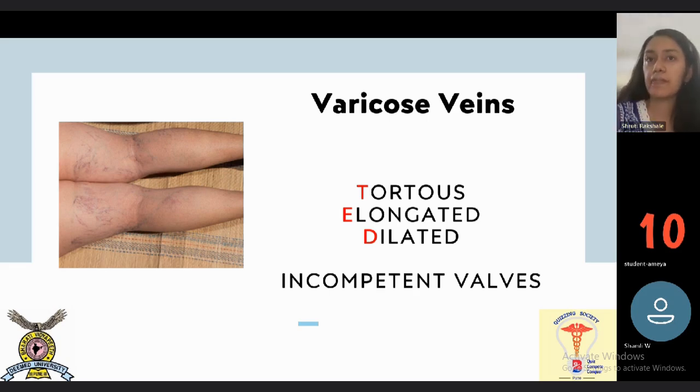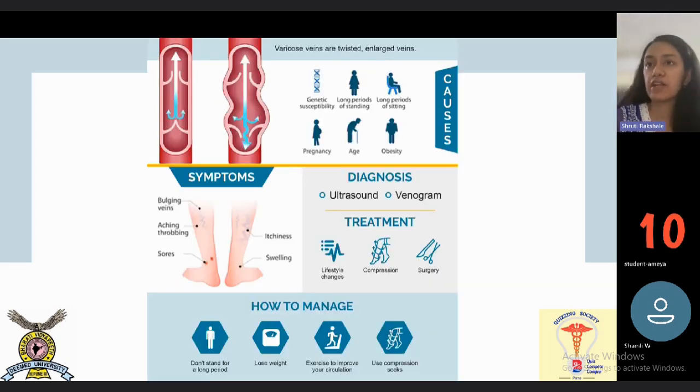So coming to causes, the main causes include genetic factors, long periods of standing or long periods of sitting. In pregnancy, this is aggravated. It can also be seen in obese patients and also in aged individuals. Now, symptoms include bulging. So you see bulging veins and it's associated with throbbing pain. There can be sores, itchiness, and also swelling.